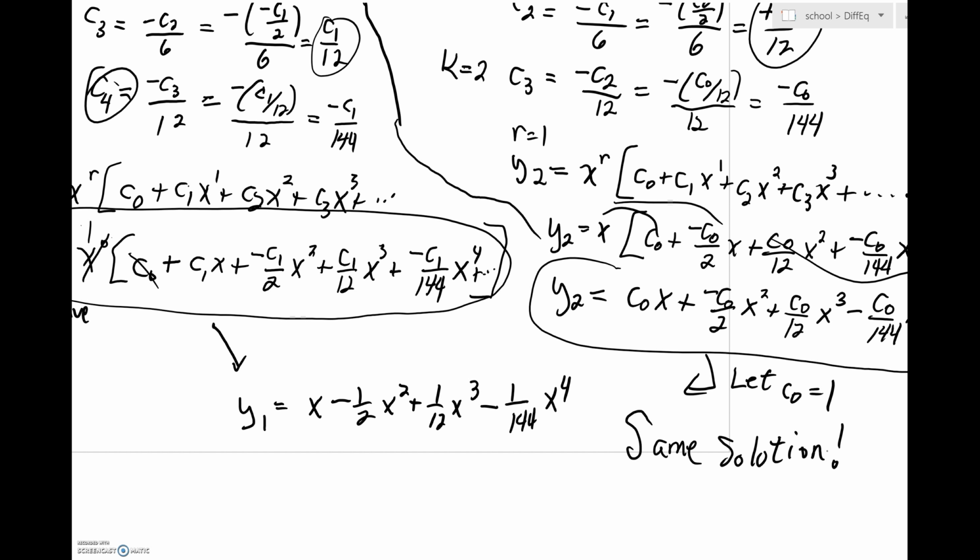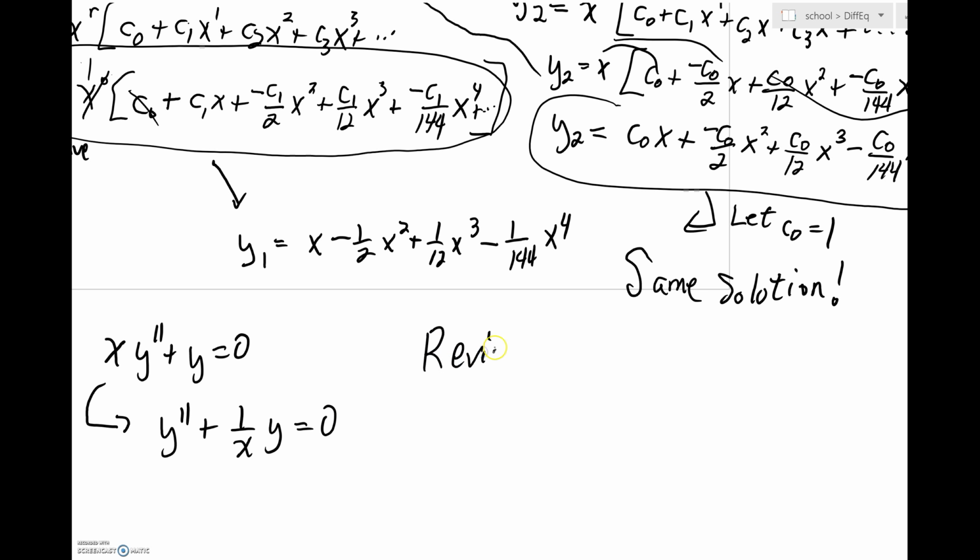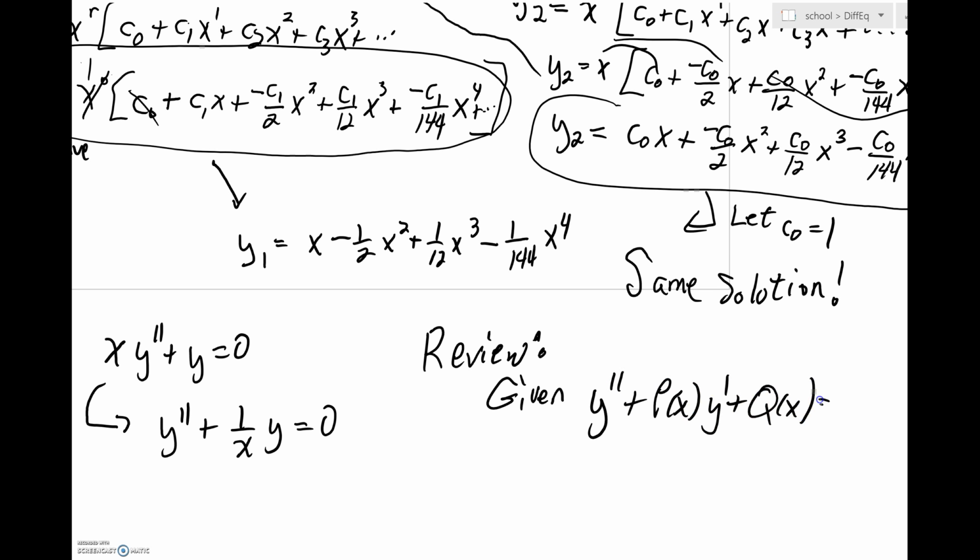So guys, we're going to go ahead and just have some review right now. Please understand that the original problem that we had was x y double prime plus y was equal to 0. And like I said, we could have made that into this if we divide by our x. Here's some review, and this is where it's going to get messy. You can say, given y double prime plus p of x y prime plus q of x y equals 0.